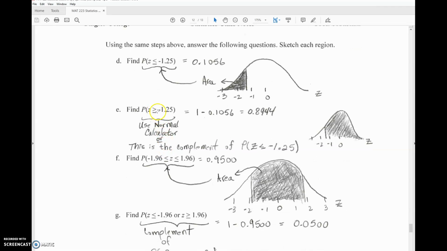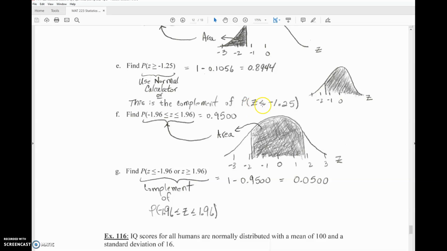So if I want greater than minus 1.25, notice that's this other area. I actually don't need to go back to my calculator because remember, this area and then this area must sum up to 1. So the area I'm trying to find will be 1 minus 0.1056, what I found to be the area to the left of negative 1.25. So the area to the right of negative 1.25 down here is going to be 1 minus 0.1056, or 0.8944. That's the complement of the probability of z being less than or equal to negative 1.25.